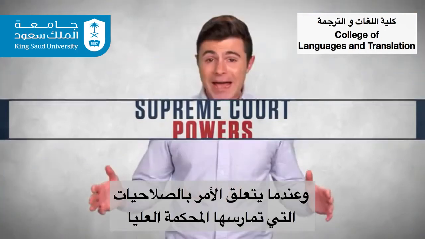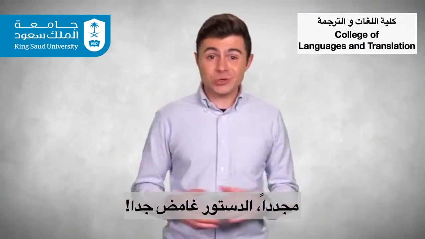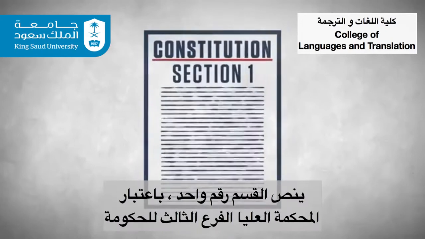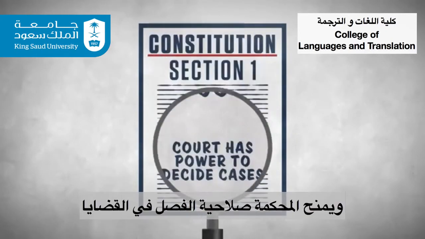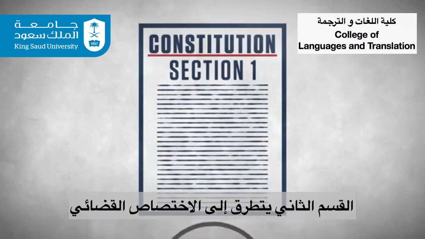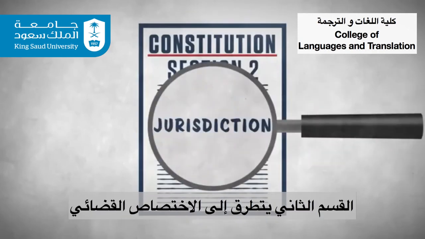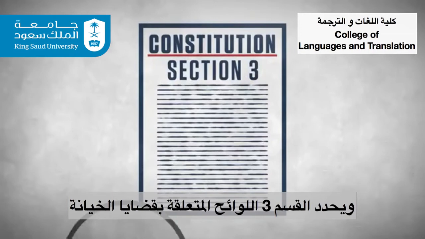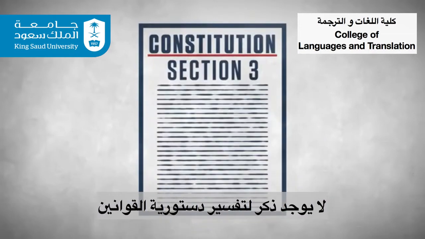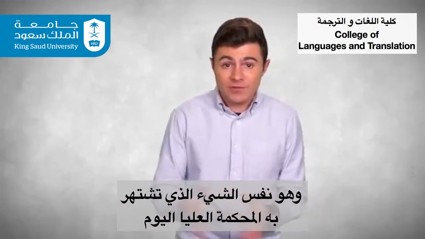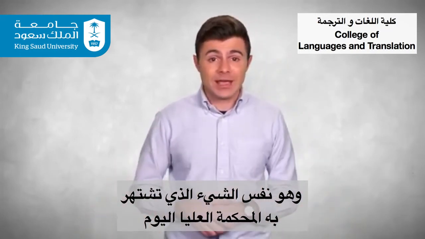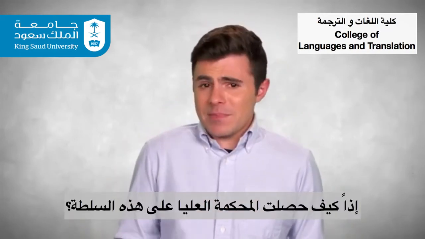And when it comes to the power the Supreme Court wields, the Constitution is, again, pretty vague. Section 1 identifies the Supreme Court as the third branch of government, and it empowers the court to decide cases. That's pretty much it. Section 2 touches on jurisdiction, and Section 3 spells out regulations around treason cases. There is no mention of interpreting the constitutionality of the laws, the very thing the Supreme Court is famous for today. So how did the Supreme Court get that power?